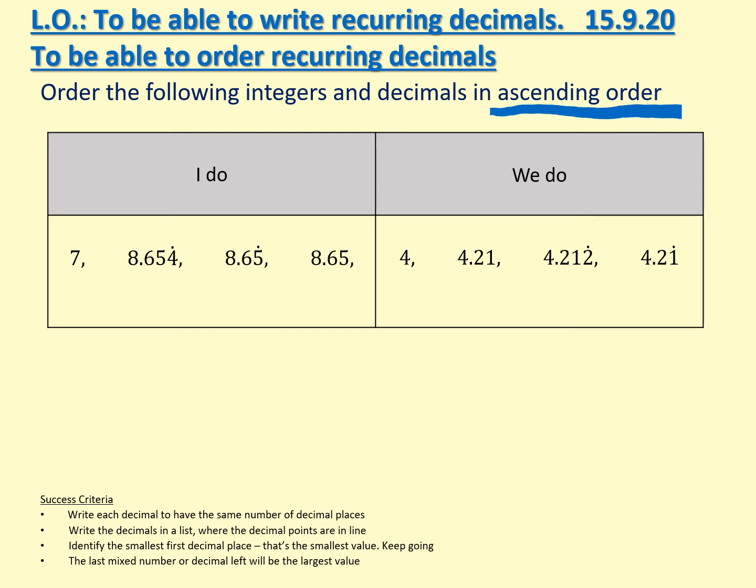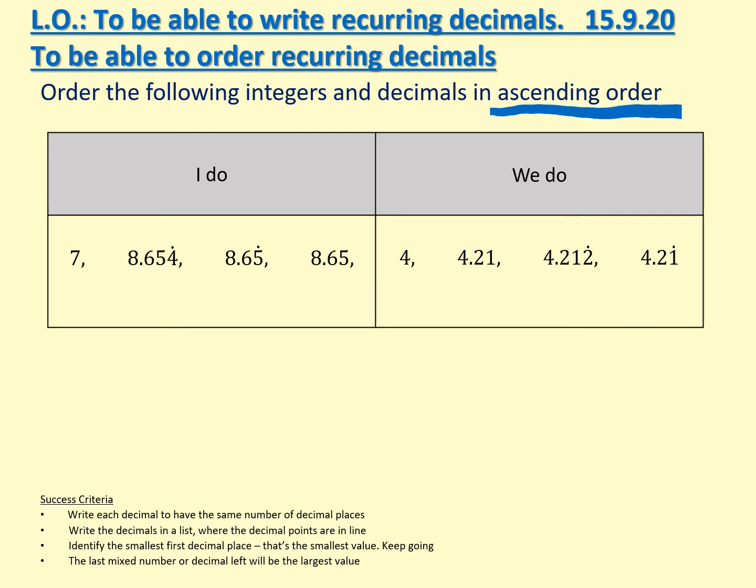Okay, so let's have a look at our success criteria. How do we do that? I'll read them out for you if you can't read it yourself, if it's too small. Write each decimal to have the same number of decimal places. Write the decimals in a list where the decimal points are in line. Identify the smallest first decimal place, that's the smallest value. Keep going.